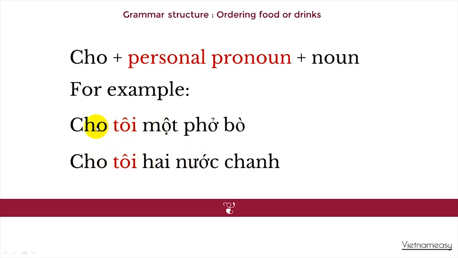So for the first one, we have tôi as the personal pronoun and một phở bò as the noun, which means one bowl of beef noodles. And for the second example, we have tôi as the personal pronoun and hai nước chanh as the noun, which means two lemon juice.